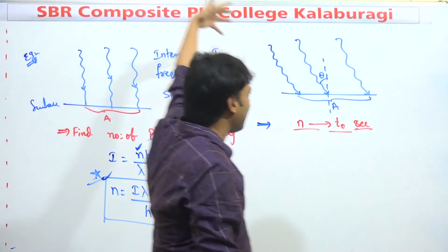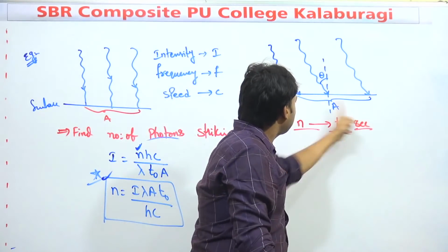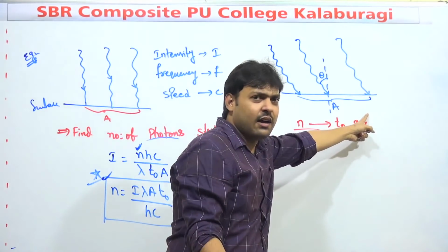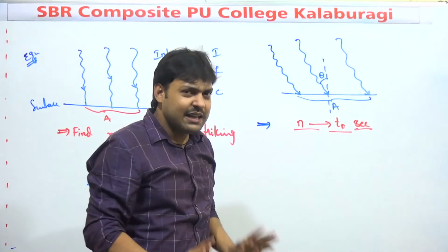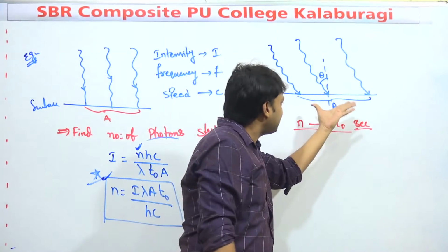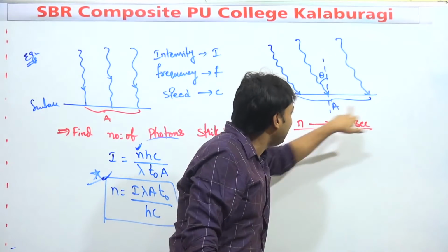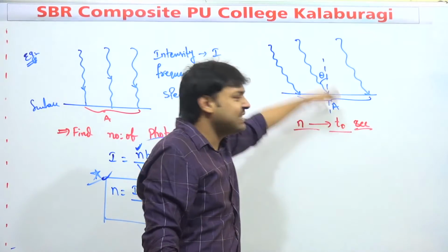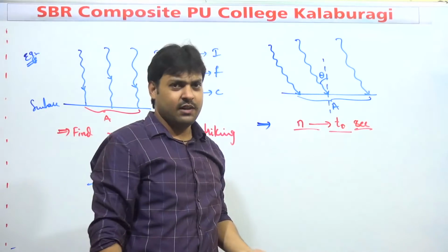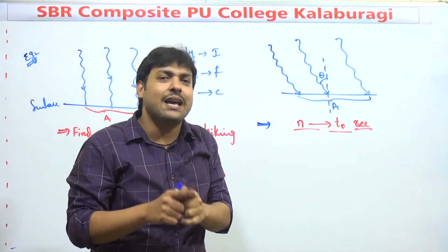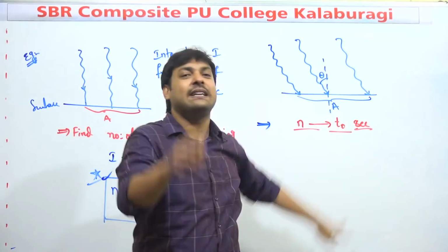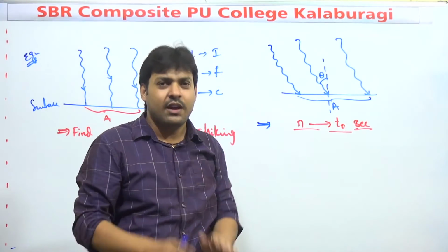Whatever photons are coming will move from this area through this area. Okay, they will strike the surface, but I consider the area A. Will they strike the surface or not? So the number of photons striking that particular area decreases. Now it will be clear for you.